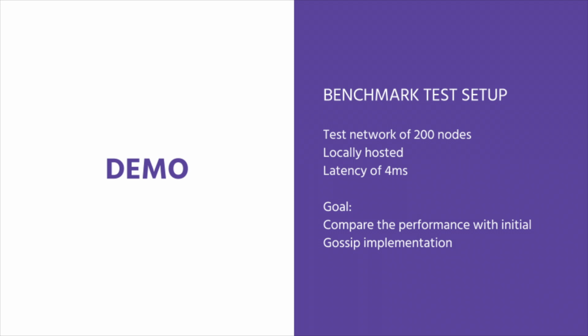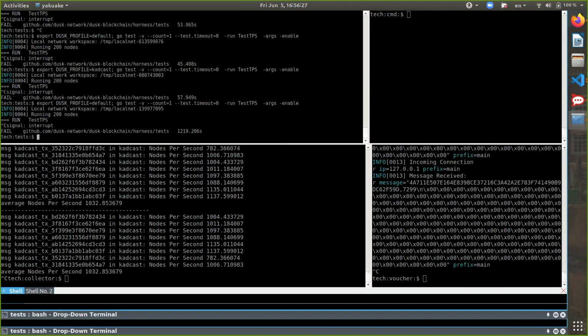So how do we actually test our Kadcast and compare its performance to the initial Gossip implementation? I've got on my local machine a test harness which runs 200 nodes. Of course, each node is running together with one blind bid instance, and this network is also running with a local Dusk seeder. So I've got this harness on my machine.